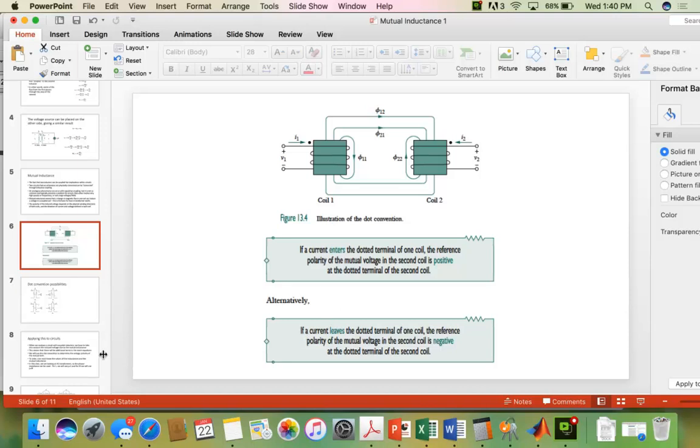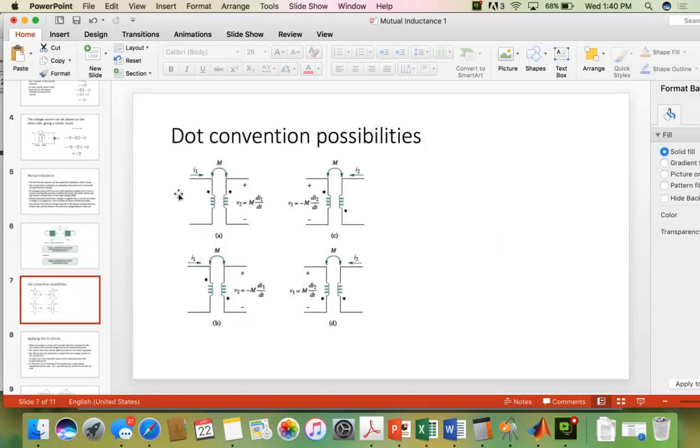So if we look at an illustration of some different possibilities, here's an example where we have a current I1 applied to this coil shown in figure A. You'll notice it is entering the dot, which means that the induced voltage in coil 2 is positive at the dot, hence the plus and minus signs. Now notice there is no source connected to coil 2, so coil 2 is just open circuited because there's no current shown here. Right now we're just talking about the polarity and direction of an induced voltage.